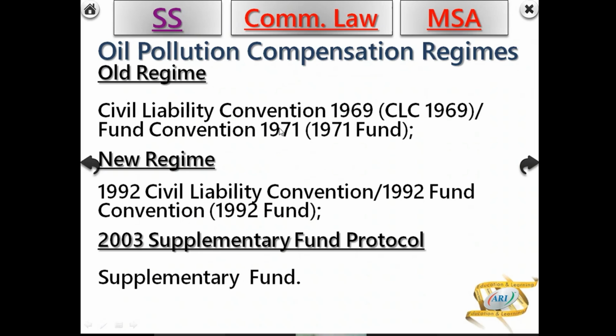So CLC was completely revised in 1992. Therefore, the Fund Convention was also revised in 1992. So what we'll be discussing and what is applicable today is CLC 1992 and Fund Convention 1992. We'll come to this amendment to the Fund Convention. India is following CLC 1992 and the Fund Convention 1992.